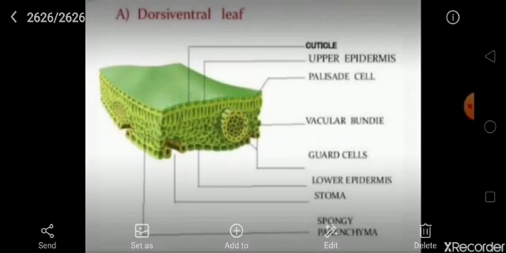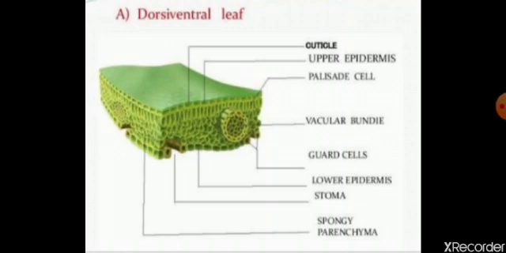We have already seen the transverse section of dicot leaf. So we'll have a short recap. See this picture. We have the cuticle, upper epidermis, palisade cells, vascular bundle, guard cells, lower epidermis, stomata and spongy parenchyma. So where it is exactly located, now you will have an idea. So this is the dorsiventral part of the leaf.